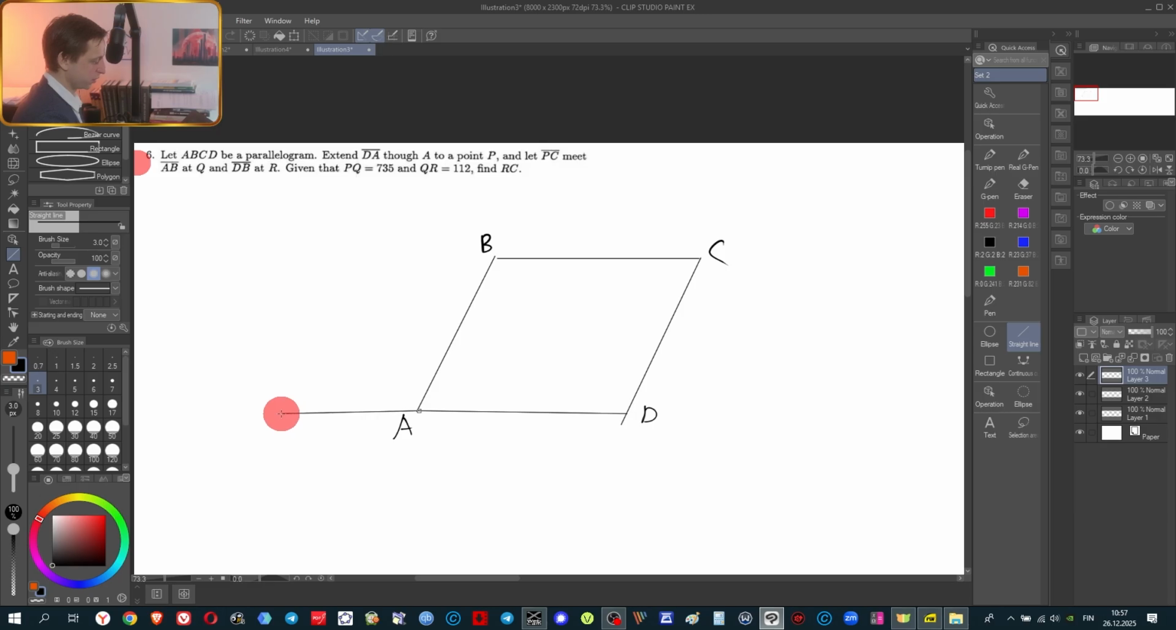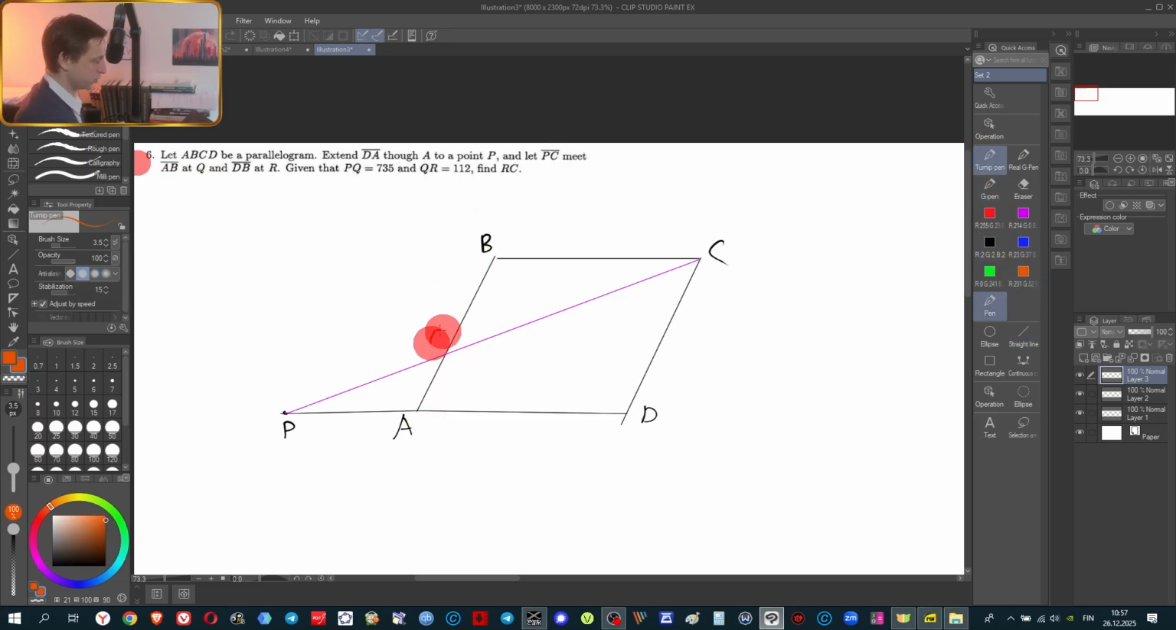So we extend it to some point P here, and let PC, so therefore we need to connect P and C, and it meets AB at some point Q here, and this line PC also meets DB at the point R. So let's draw the line DB and mark the point R here.